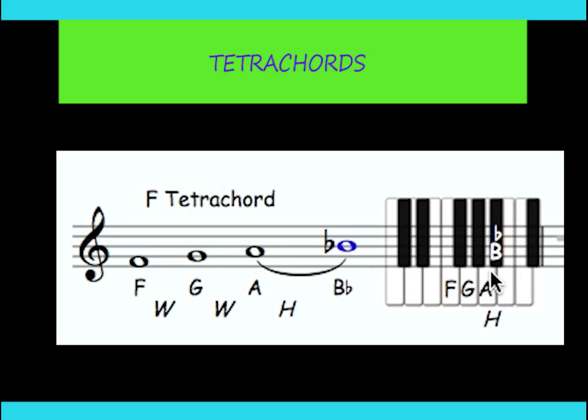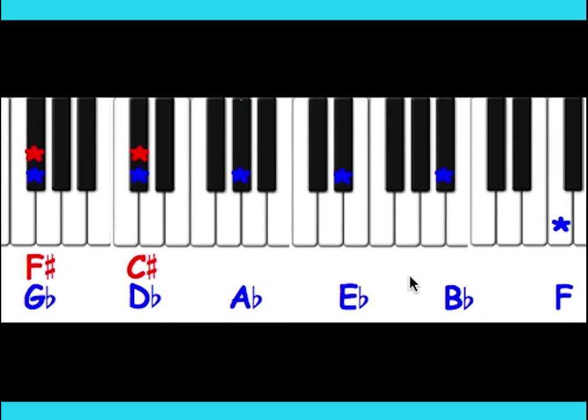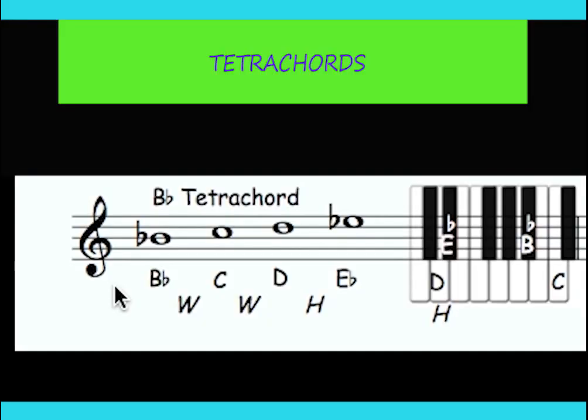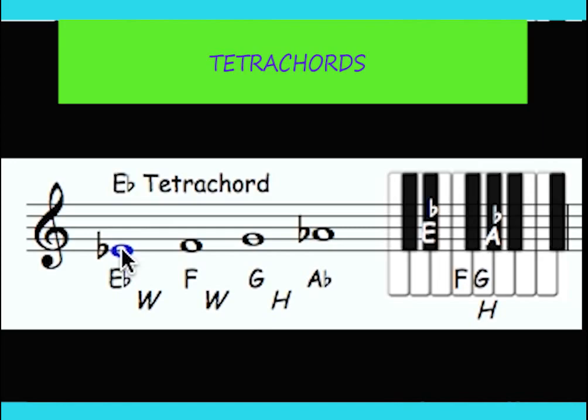When we were on A, the next letter name was B, and what we had to do to create a half step was take the B and make it flat. A perfect fifth down from F on the keyboard is B flat. So a whole step above B flat is C, and C to D a whole step, and then we have to make the E flat to create a half step. Start with E flat. Now we go down a perfect fifth from B flat on the keyboard, and we have E flat. Whole step above E flat is F.